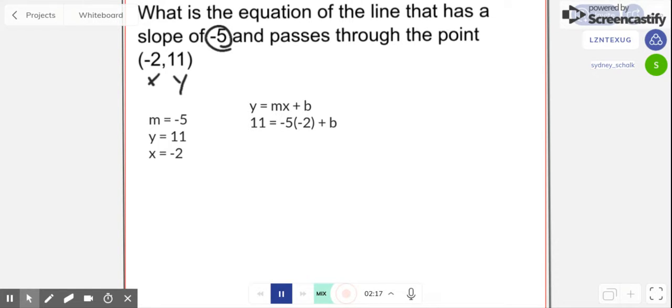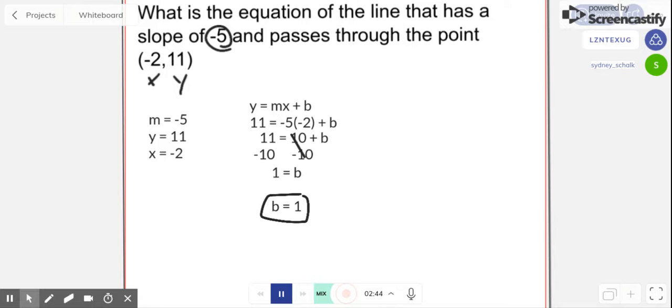So -5 times -2 is +10. So now on the right we have 10 plus b, and on the left we just have 11. Last step, move that 10 over to the other side by subtracting it out. And on the right, the 10s cancel out, leaving us with just b. And on the left, 11 minus 10 is just 1. So we get what our y-intercept is, 1 equals b, or b equals 1.